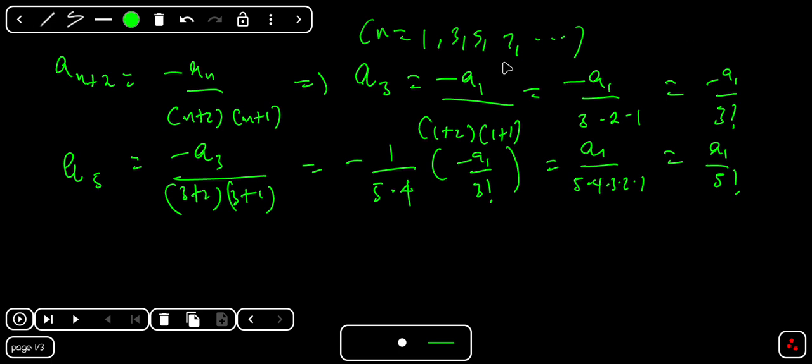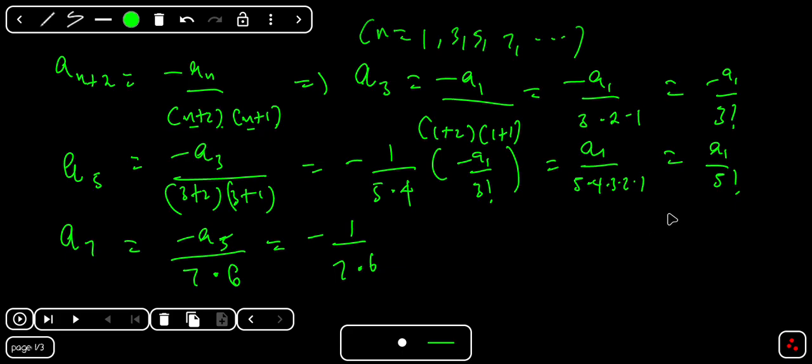Okay. So if you do that for a6, a7, that's when n is 5. So we are going to have a7 is equal to minus a5, then over, 5 plus 2 will give us 7, 5 plus 1 will give us 6 multiplied by 6. Then this will give us minus 1 over 7 multiplied by 6. We already have a5, which is a1 over 5 factorial. So this will be equal to minus a1 over 7 factorial.